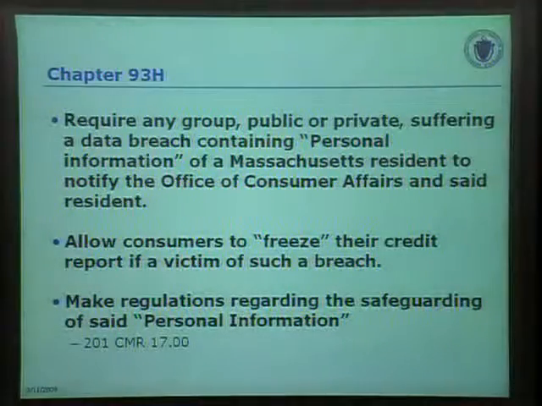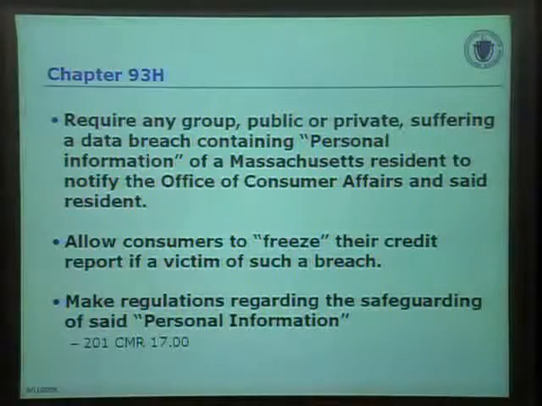Chapter 93H requires any group, public or private, suffering a data breach containing personal information of a Massachusetts resident to notify the Office of Consumer Affairs and said resident. The Office of Consumer Affairs is a state agency. I'm sure if you do business, you do know about it. They handle all kinds of interacting with consumers, complaints about your business or other businesses, and business regulations.